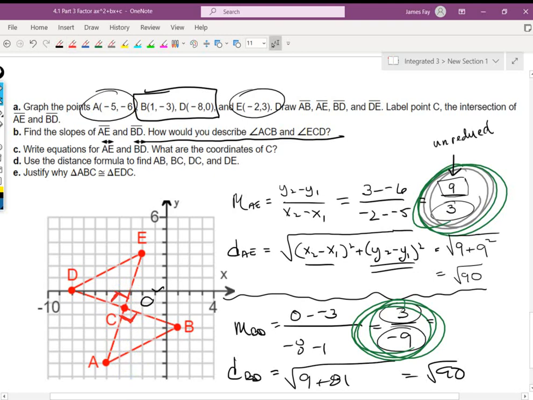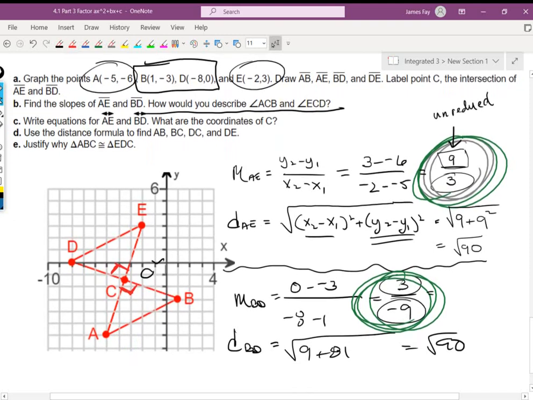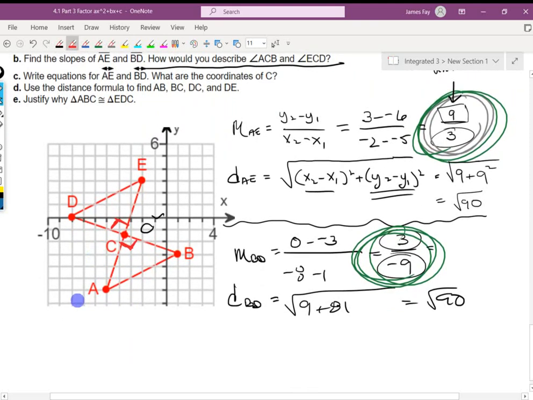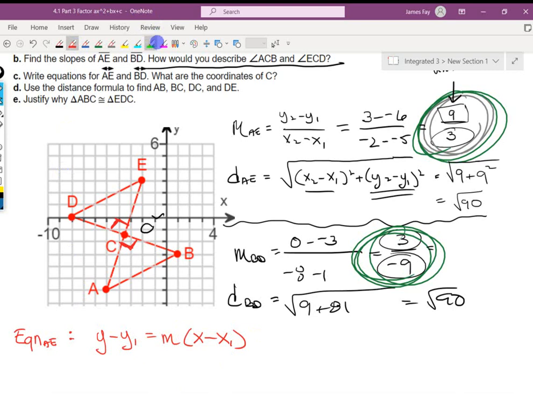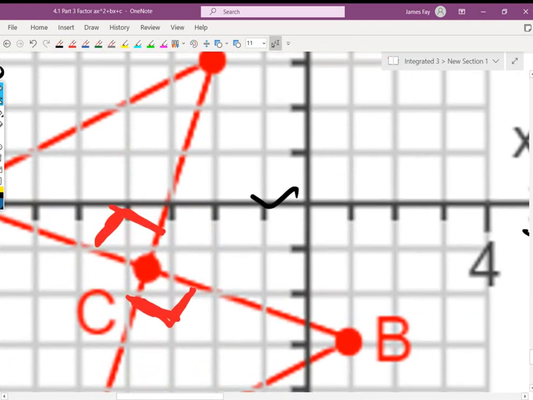Okay. It says write equations for AE and BD. Okay. So for AE, I want the equation. So I'm going to write EQ in, and I'll say AE. Remember, when we write an equation, we're going y minus y1 equals m times x minus x1. And now I'm looking at A to E, so I'm looking at that line right there. Okay? Now, there's 3 points on it that they're giving me, right? A, C, and E.